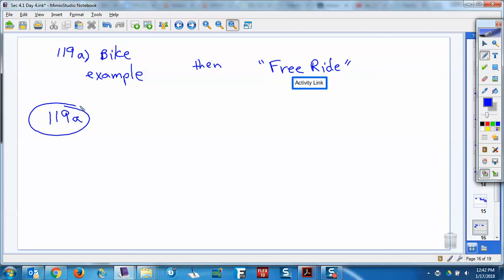A bicycle is pedaling at a rate of 1 revolution per second. Okay, so we're just going to do part A. Find the speed of the bicycle in feet per second and miles per hour. So let's just do feet per second first. All right, so find the speed of the bike.